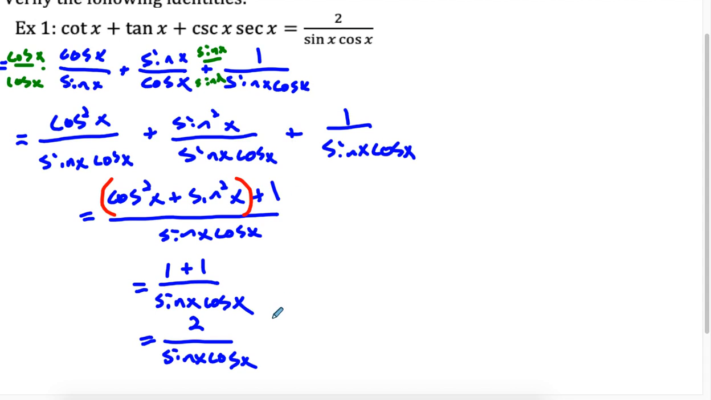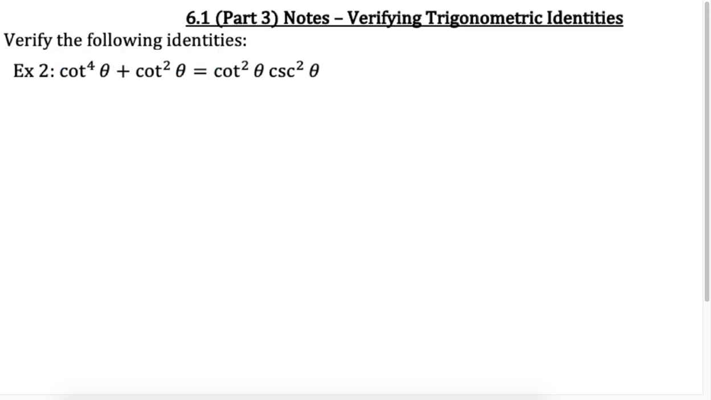And I guess another small difference is, these aren't always just going to be a single number or single trig function like we've seen before. We could be working towards some larger expression like we were here. Okay, let's do a few more examples. In this one, we've got cotangent to the fourth plus cotangent squared equals cotangent squared times cosecant squared.